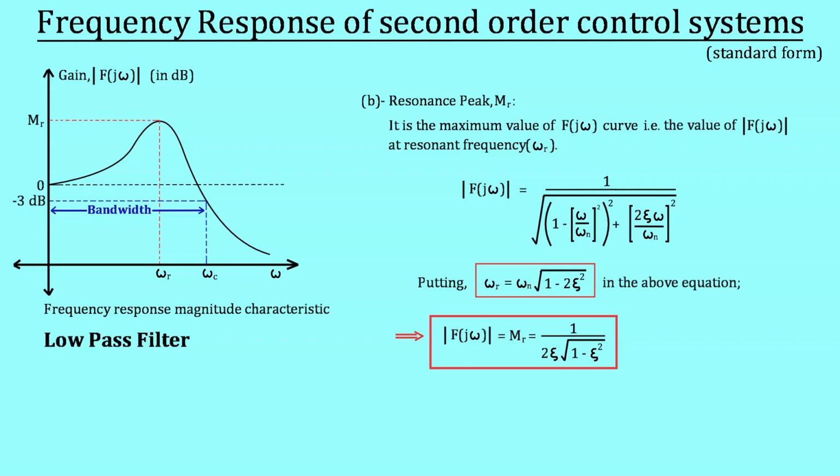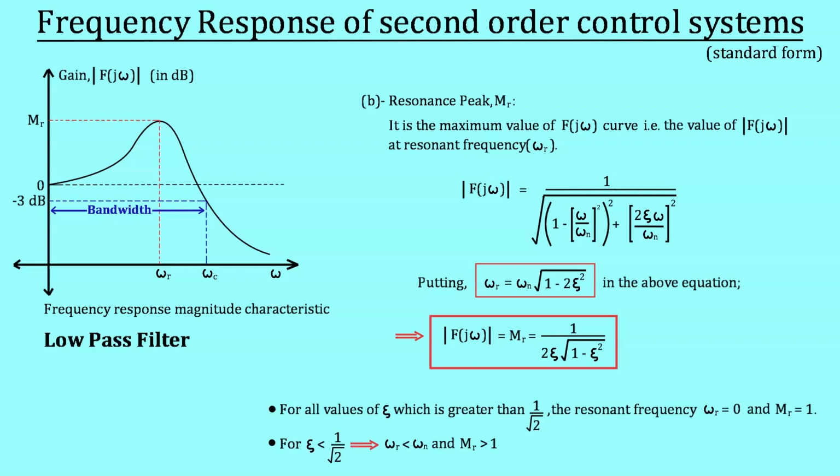The second parameter is resonance peak. It is the maximum value of frequency response magnitude characteristic graph. The maximum amplitude can easily be found by putting the value of resonant frequency in the expression of transfer function magnitude, and by doing that you will get the resonance peak value to be equal to 1 divided by 2 zeta into under root of 1 minus zeta square.